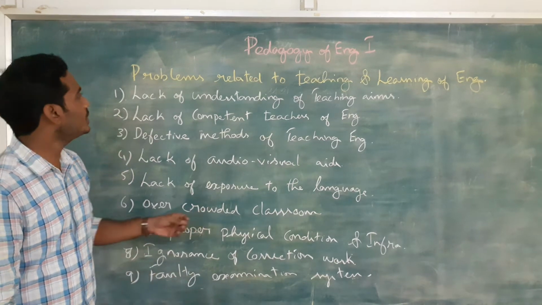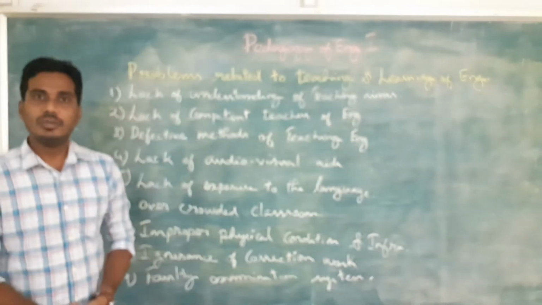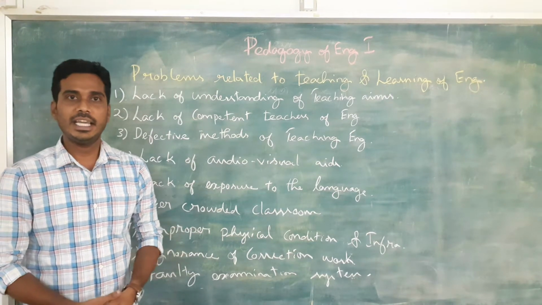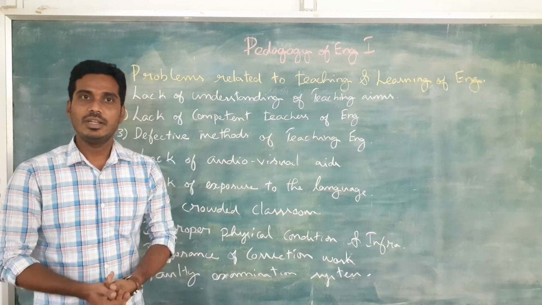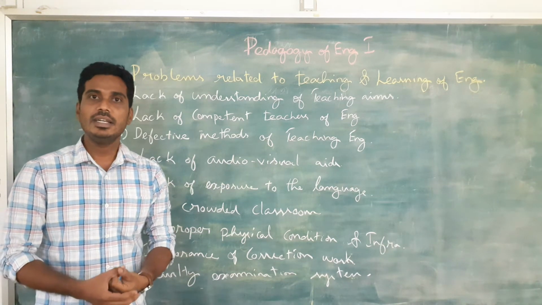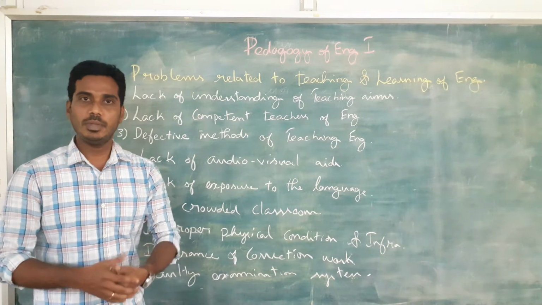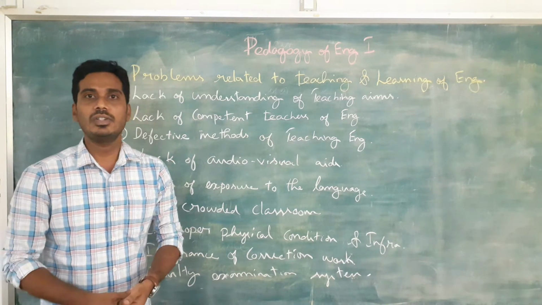Some of the problems are, the first one is lack of understanding of teaching aims. The first and foremost problem is understanding the aims. The teacher should understand the aim and also the student should understand the aim. Only after understanding the aims of teaching English or the aims of learning English will the teaching and learning process be smooth, or else the teacher and the students will be facing lots of problems.